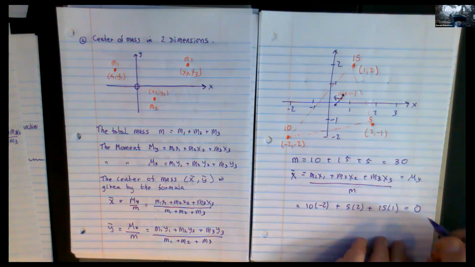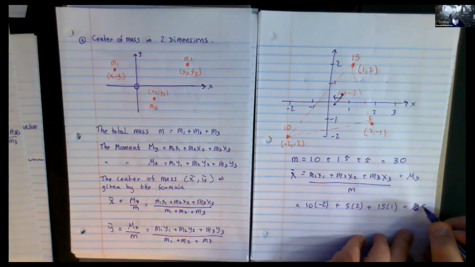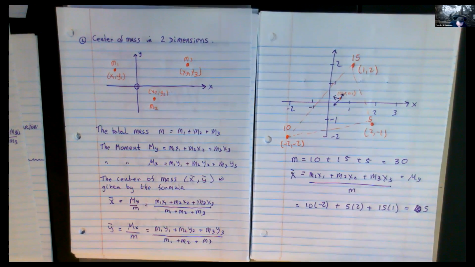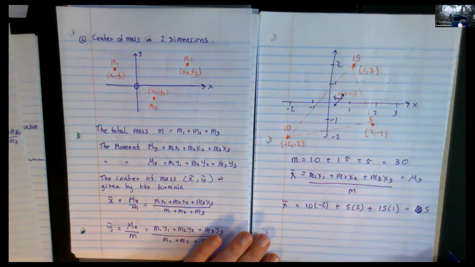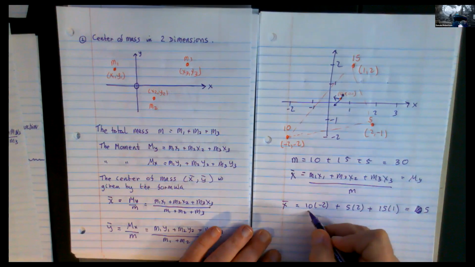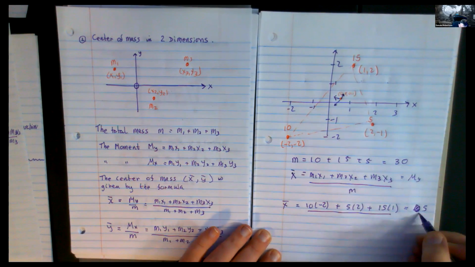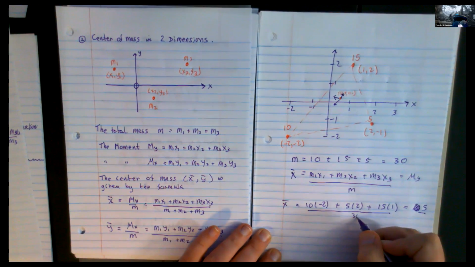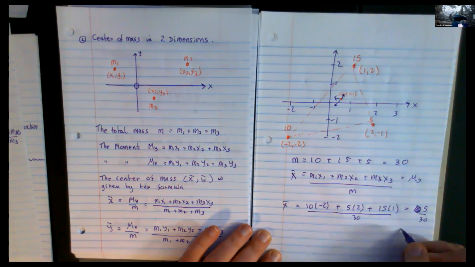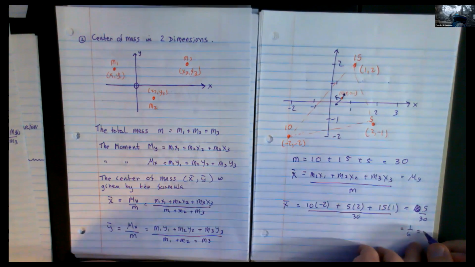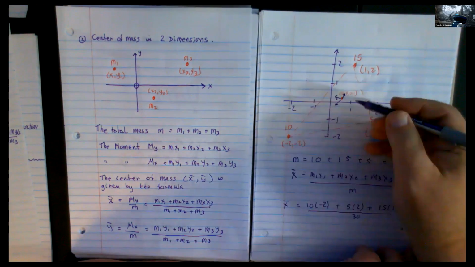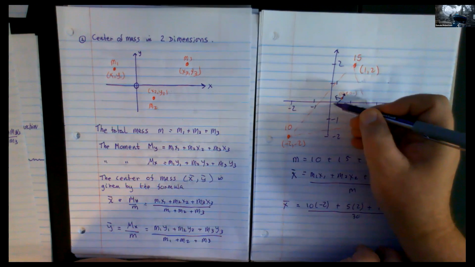No, we don't. We get 5, divided by 30. So we get 1/6, which is 0.17. So it's actually this way.